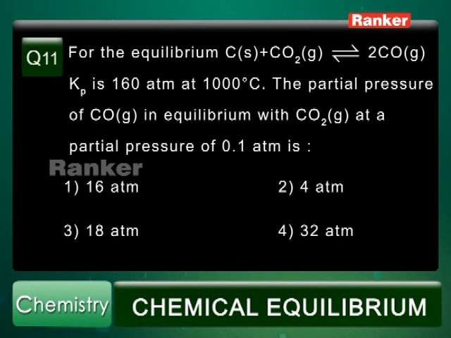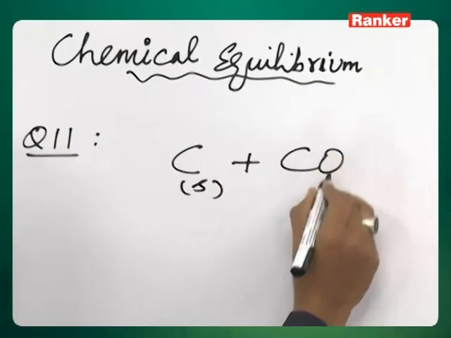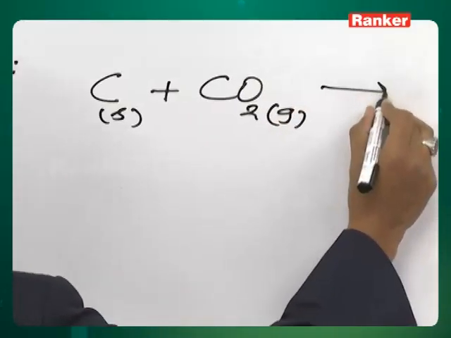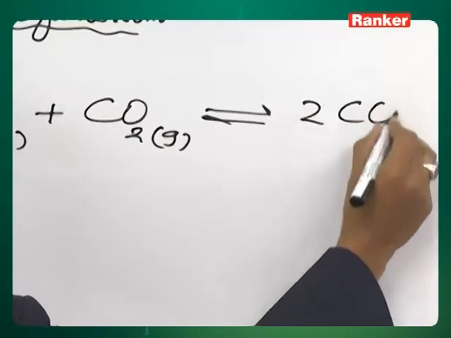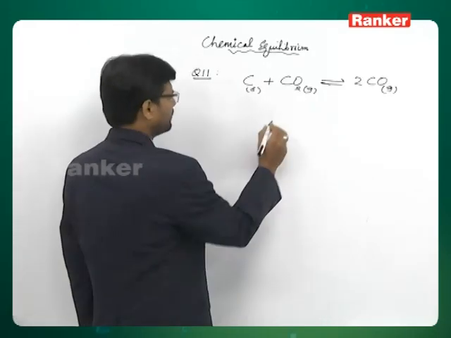Question number 11. For the equilibrium C solid plus CO2 gas gives 2CO gas. This is the equation: C solid, CO2 gas gives rise to 2CO gas. Kp is 160 atmospheres.